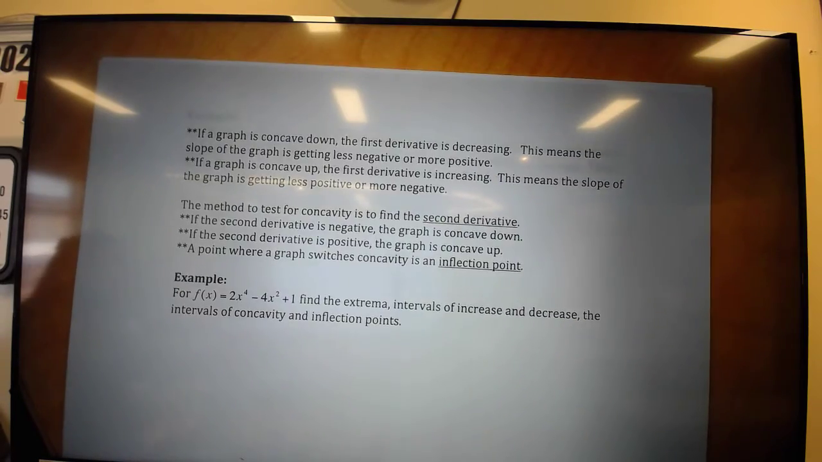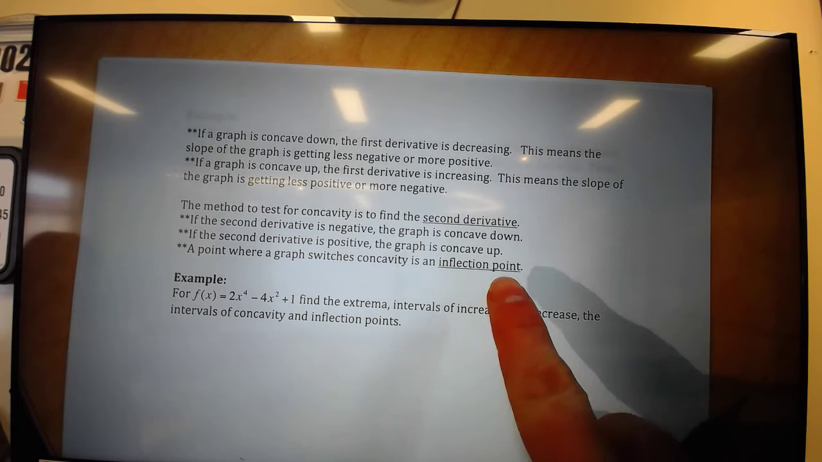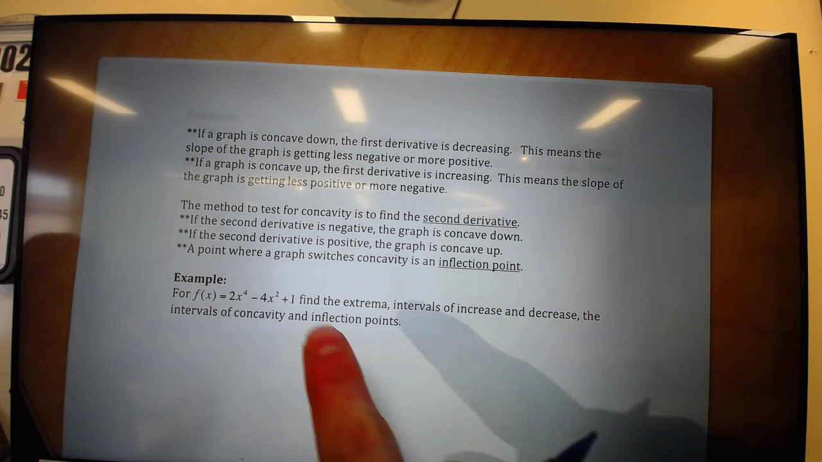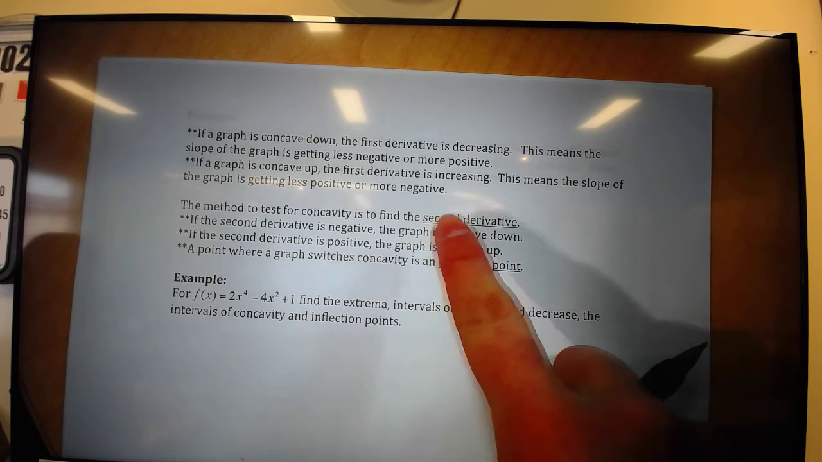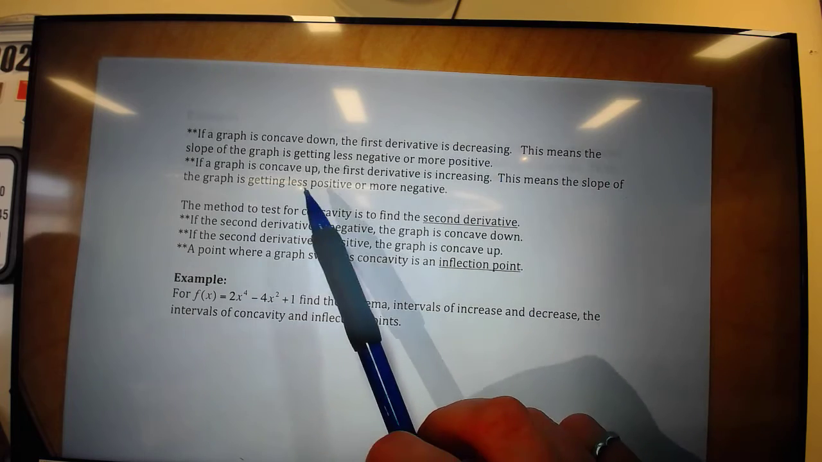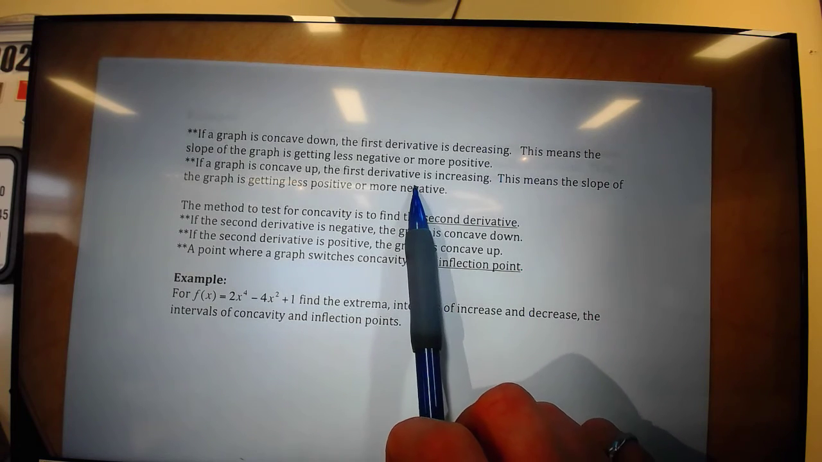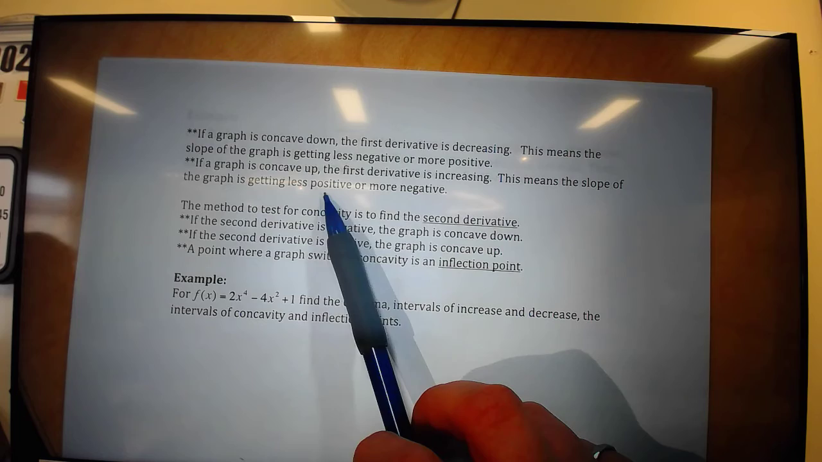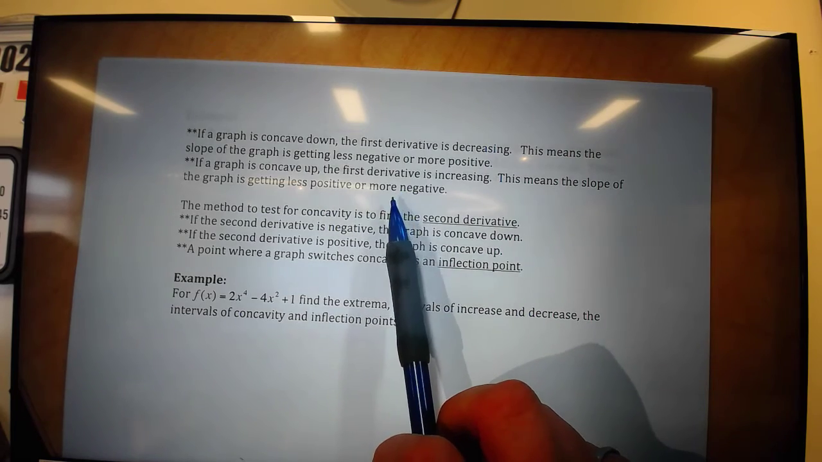So if a graph is concave down, the first derivative is decreasing, okay? This means that the slope of the graph is getting less positive or more negative. If a graph is concave up, the first derivative is increasing. That means the slope of the graph is getting less negative or more positive, okay?